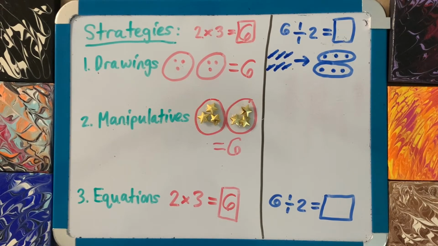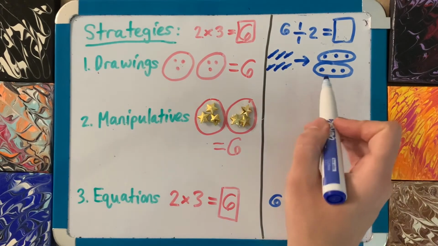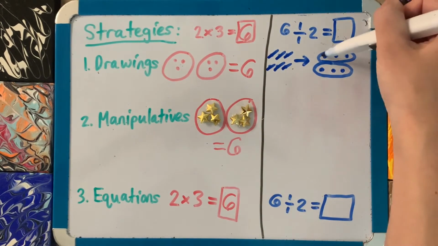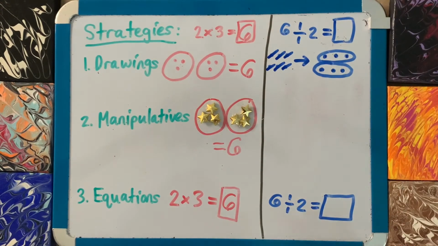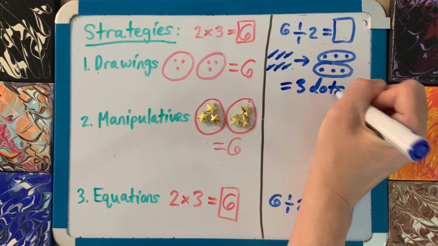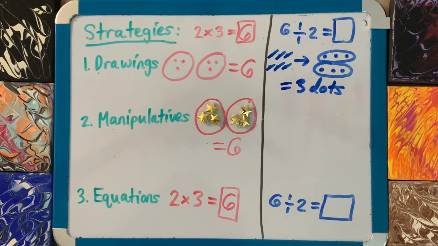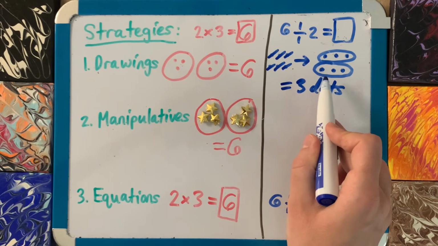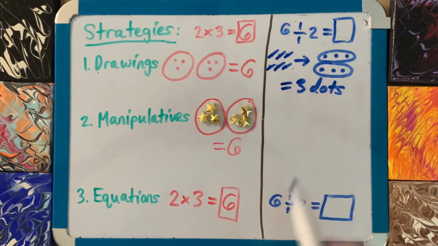So now, the moment of truth. How many dots are in just one of the groups? So we've got 1, 2, 3. 3 dots in that group, and 1, 2, 3, 3 dots in this group. So we're going to say equals 3 dots because we're looking for the number of dots in each group. So 3 dots. Awesome. So 6 divided by 2 would equal 3 because we had a total of 6 dots. We divided them into 2 groups, 1, 2, and found that there were 3 dots in each group.